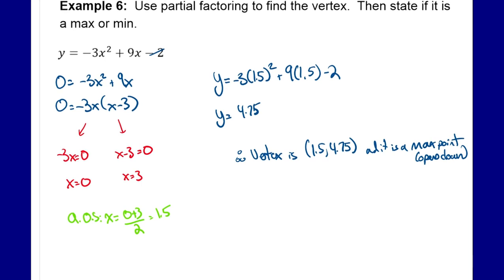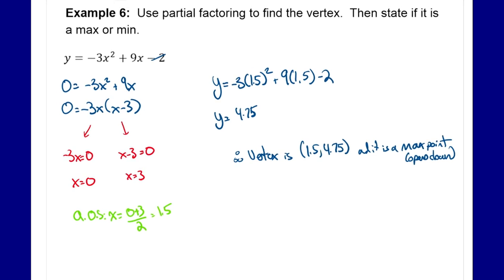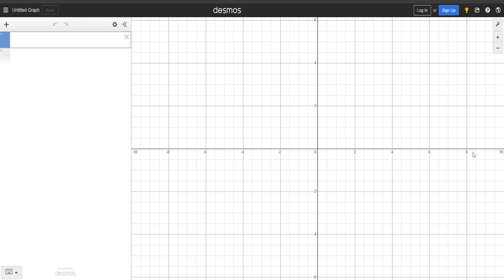So those are examples of how we can find the vertex, and I will give you a quick demonstration of why this partial factoring works, why we cancel out the constant to find these imaginary roots. So if I pull up Desmos here, let's type in one of these equations. Let's go back up and we'll take a look at an easier one.